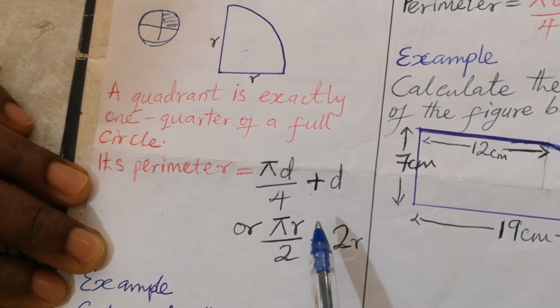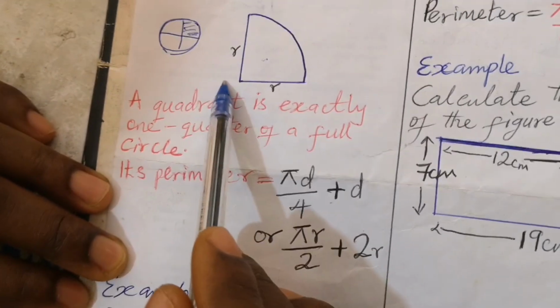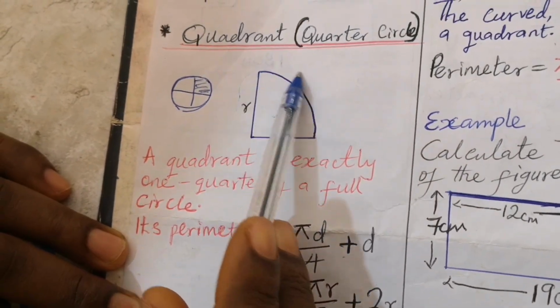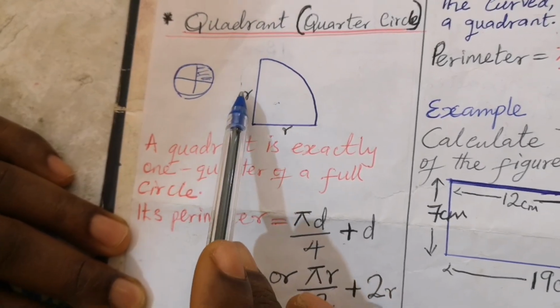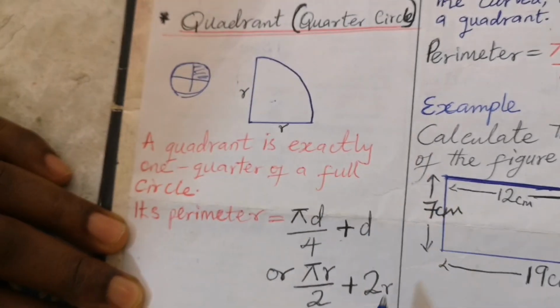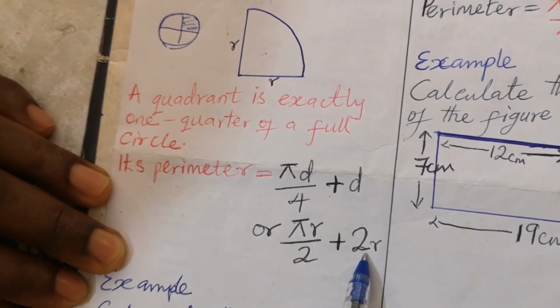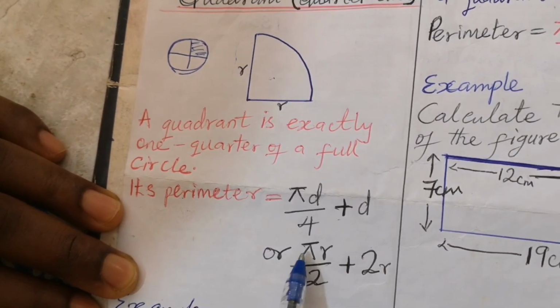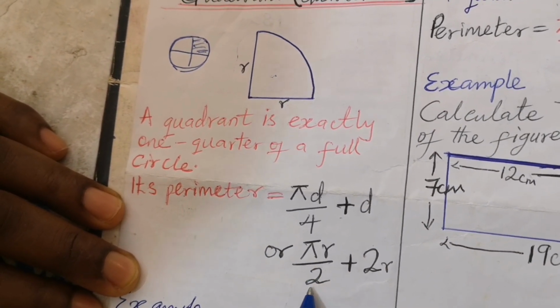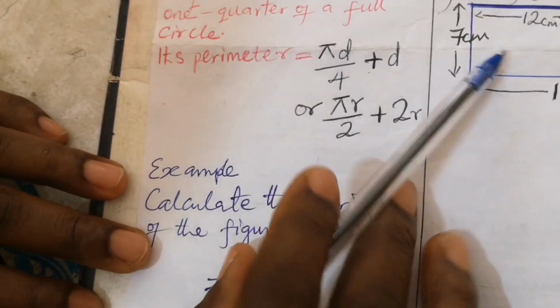Remember that perimeter is the sum of the outside boundaries of a shape. So this arrow plus this arrow is this 2r that we have here. Then this curved edge here is this pi r all over 2. Then we have an example here.